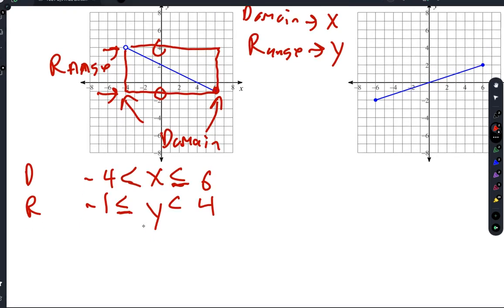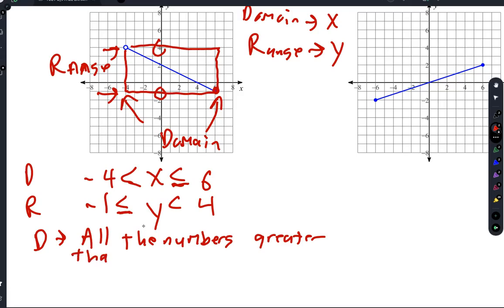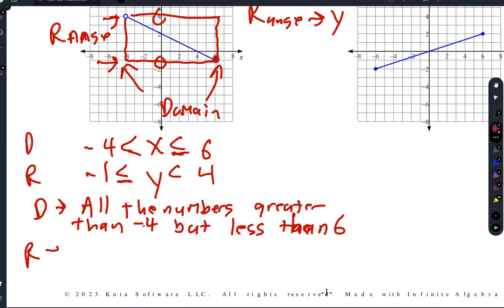Now then, on the test, you're going to write it in words, or it's going to be answer choices. So the domain is all the numbers greater than -4, but less than 6. So think about that. The domain has to be greater than -4, but less than 6. The range is going to be the same thing.